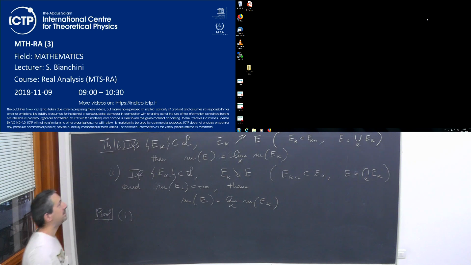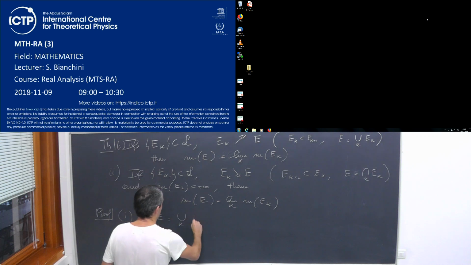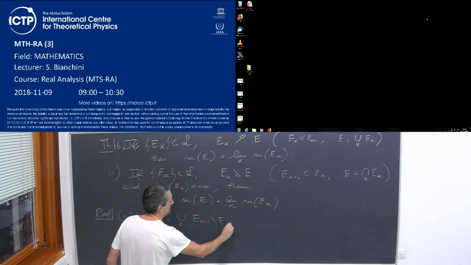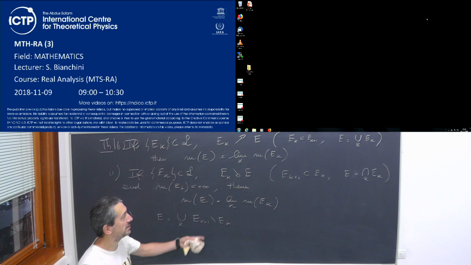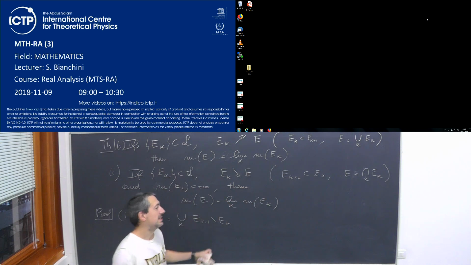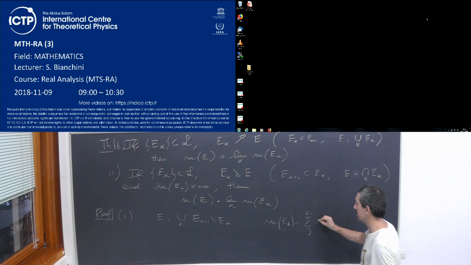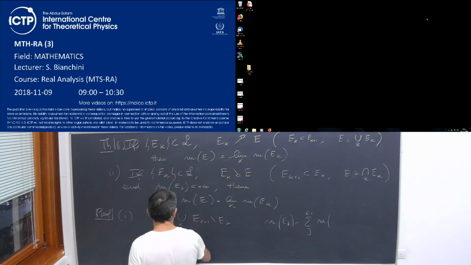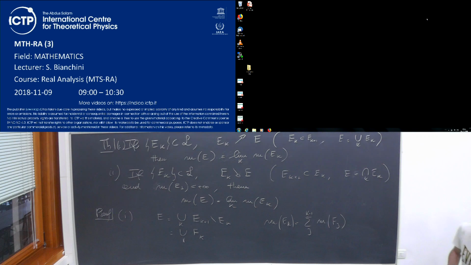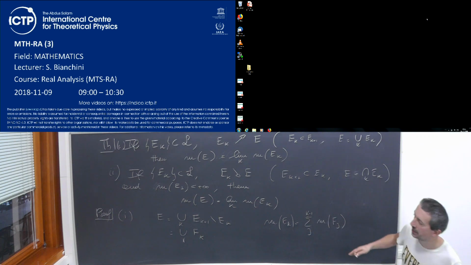Okay, proof of part 1. We have the corollary, the previous proposition. We can decompose E into pieces, and then the limit becomes the limit of the series, no? So E is equal to the union over K of E_{K+1} minus E_K. Okay, now we have that the measure of E_K is the sum up to K minus 1 of the measure of, let's say, these sets F_j. That's it. So the limit of the series becomes now the limit of the sets.